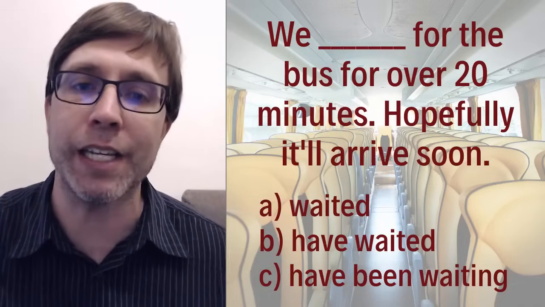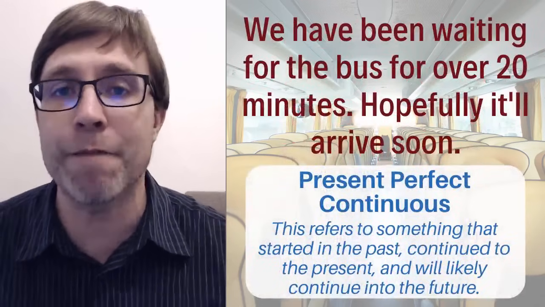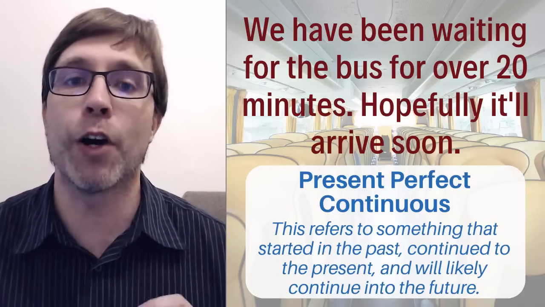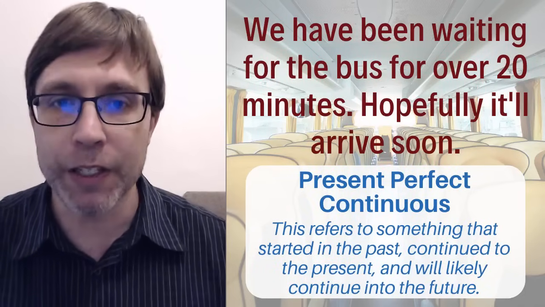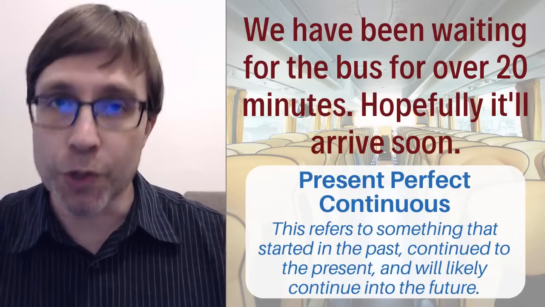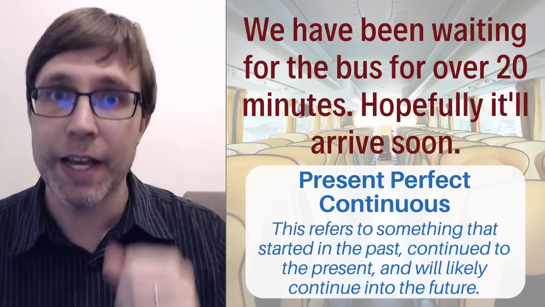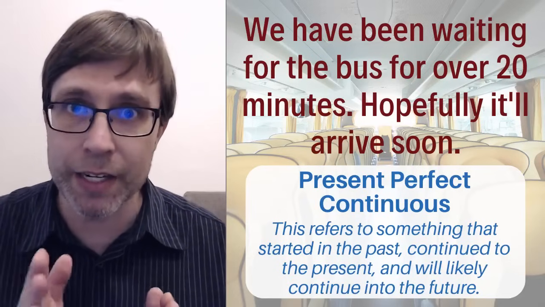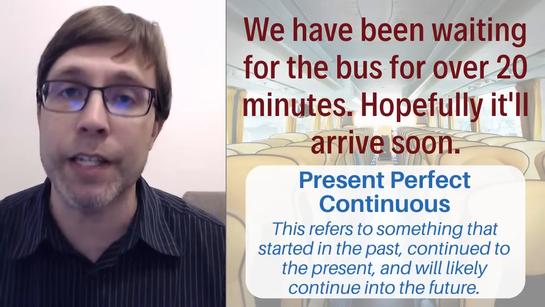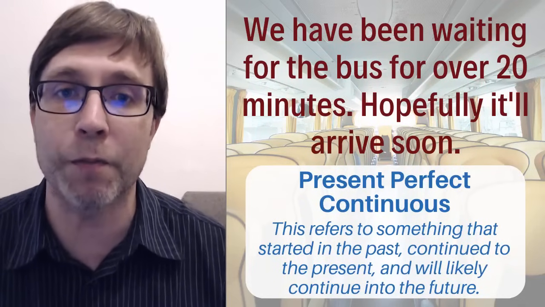The answer is C. That is the one that will best complete the sentence. We have been waiting for the bus for over 20 minutes. Hopefully it'll arrive soon. You use the present perfect continuous to talk about a continuous action, started in the past, it has continued to the present, and will likely continue into the future. That is the situation in which you would use this verb tense.